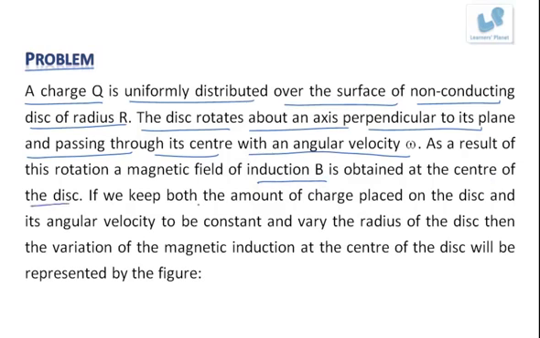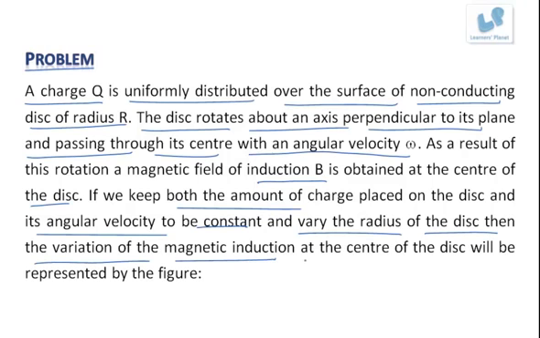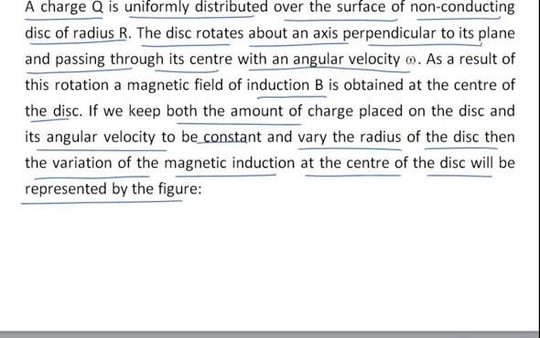If we keep both the amount of charge placed on the disk and its angular velocity constant and vary the radius of the disk, then the variation of the magnetic induction at the center of the disk will be represented by the figure. So the situation is something like this.